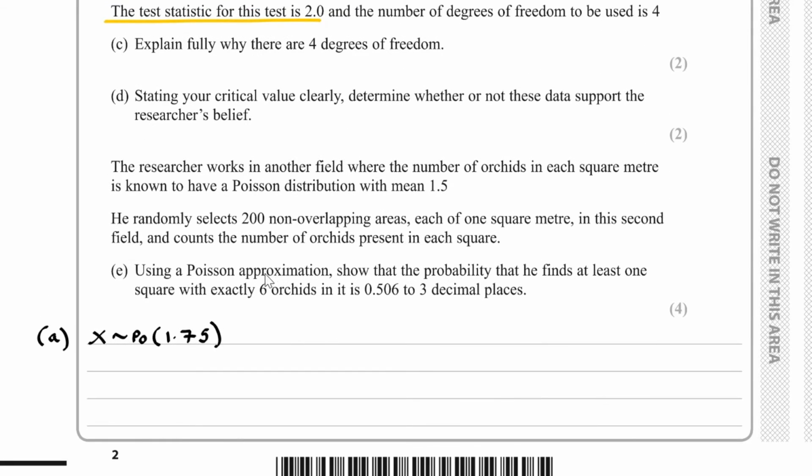Now for part E of the question, the researcher works in another field where the number of orchids in each square meter is known to have a Poisson distribution with mean 1.5. He randomly selects 20 non-overlapping areas, each of 1 square meter, in this second field, and counts the number of orchids present in each square. Using a Poisson approximation, we have to show that the probability that he finds at least 1 square with exactly 6 orchids in it is 0.506 to 3 decimal places. Well, first of all, we can use our Poisson distribution to find out the probability of having exactly 6 orchids. Okay?